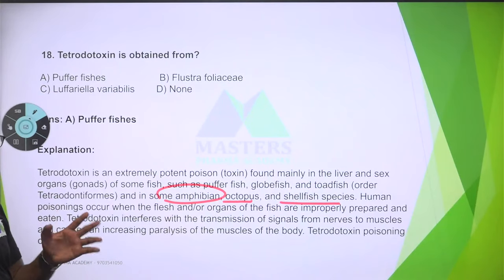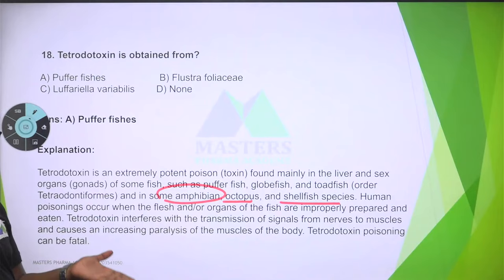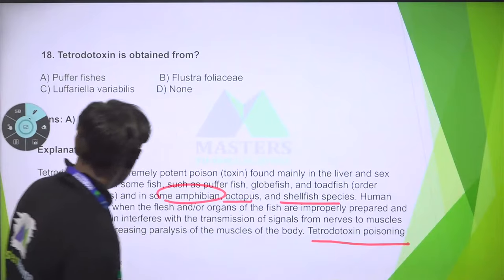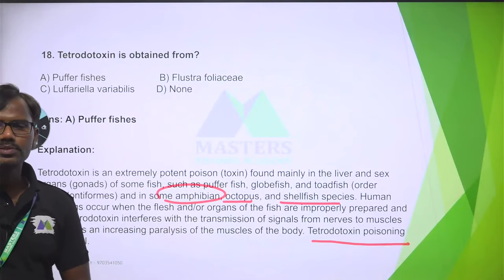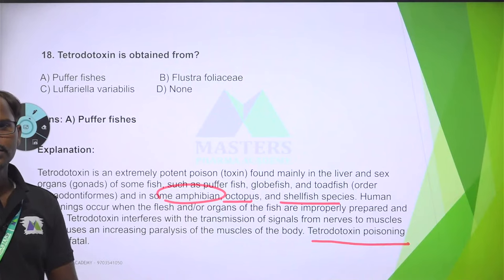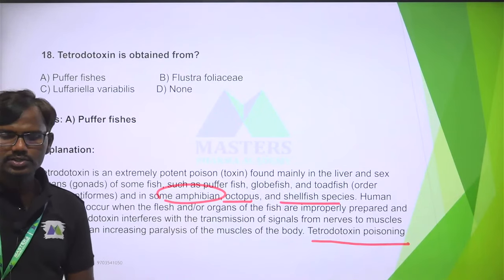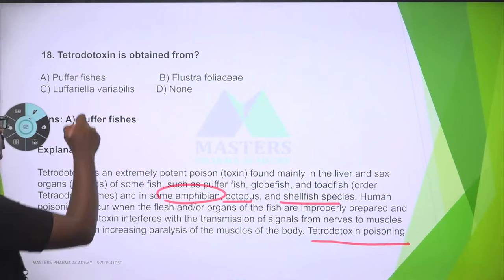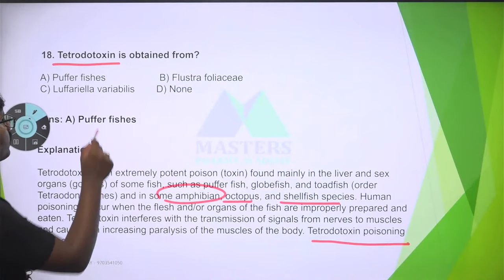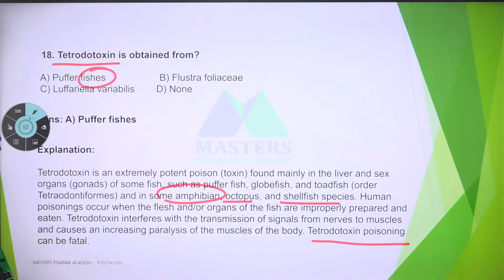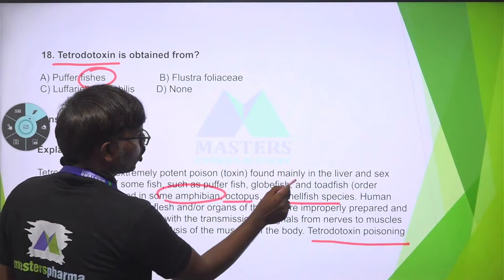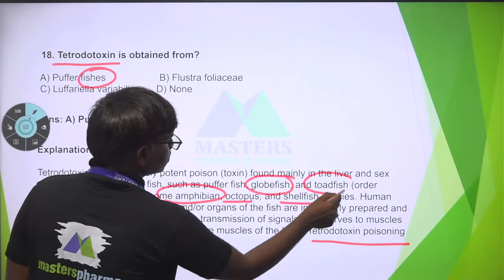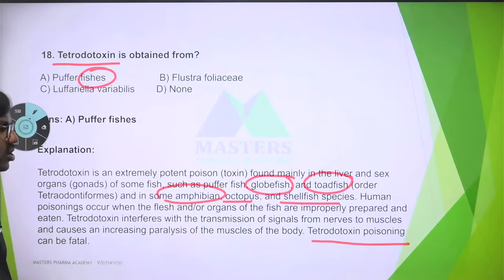That is why paralysis comes to whoever eats it. That is called tetrodotoxin poisoning. Sometimes the individual may be killed, it leads to death. That is tetrodotoxin from the fish. So pufferfish or shellfish or globe fish is also called globe fish or toad fish.